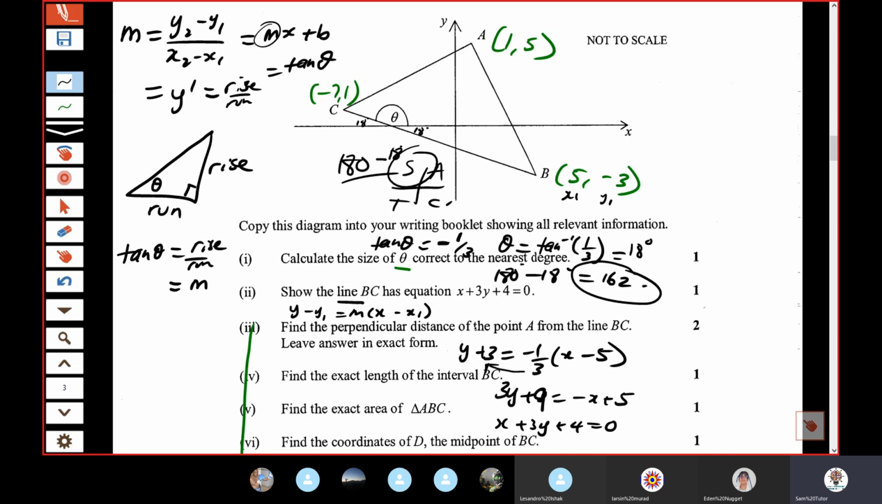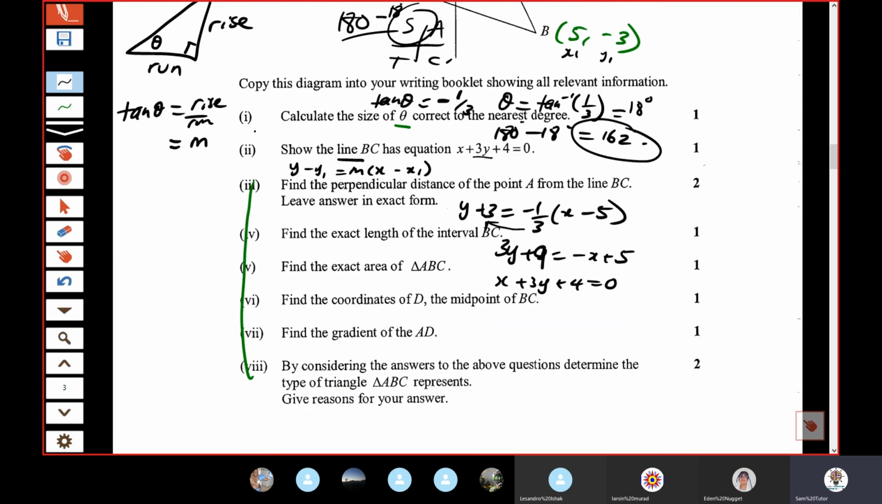That's when you use y minus y1. But then if I needed to find the gradient from here, you'd make y the subject, and then it will look like this, mx plus b. Right? You'll make y the subject, then you can get the gradient from that line as well. That's what we meant by mx plus b. Okay, all good.